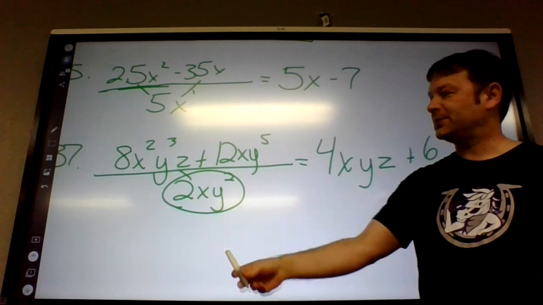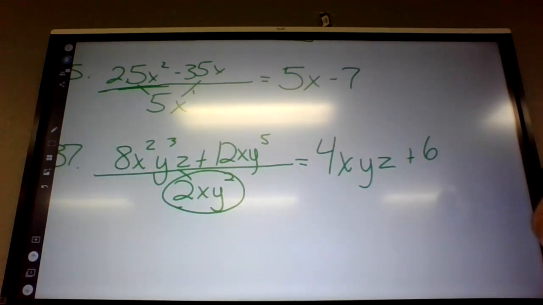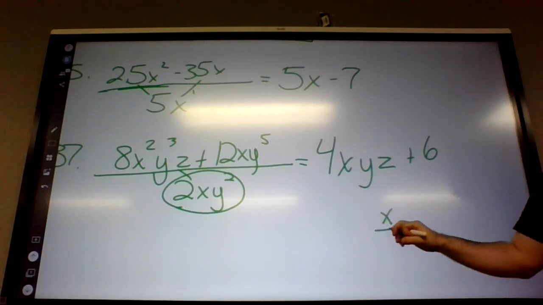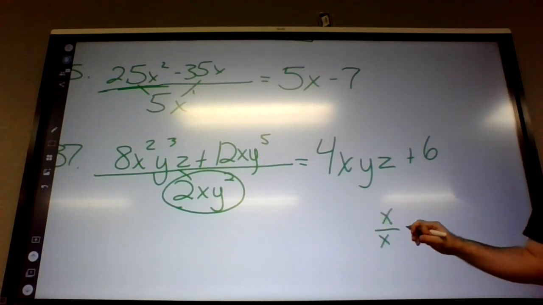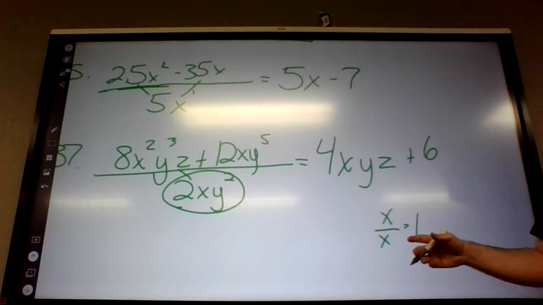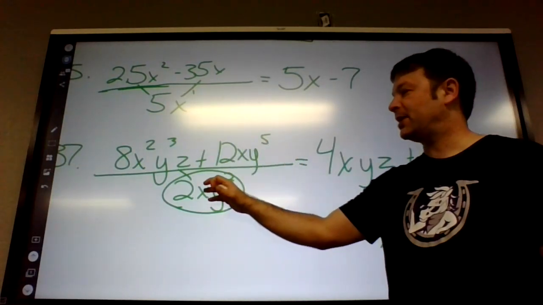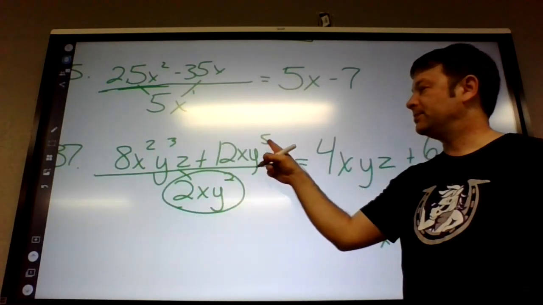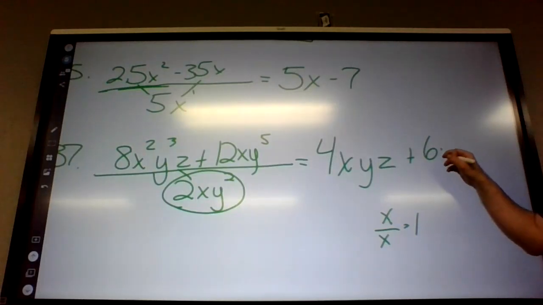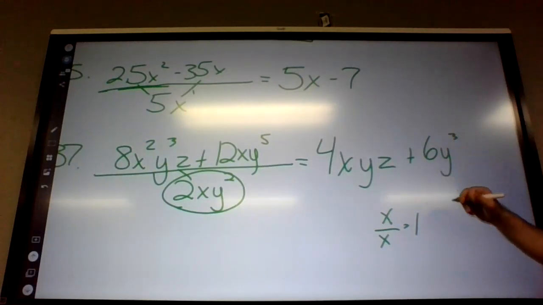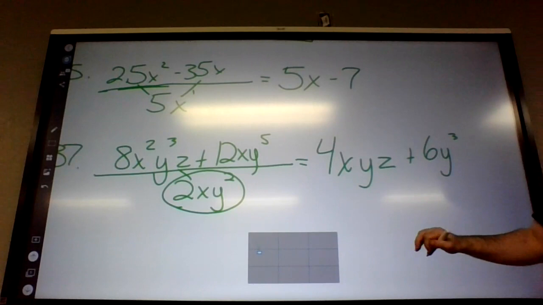What's gonna happen to the x's? X divided by x is what? Yeah, anything divided by itself is 1. So what happens basically is they just cancel out. But yeah, it is y to the third. Okay. That's all.